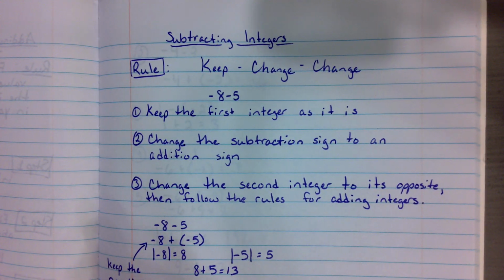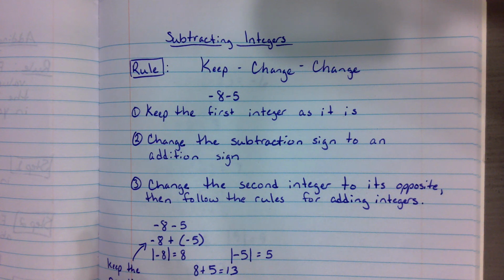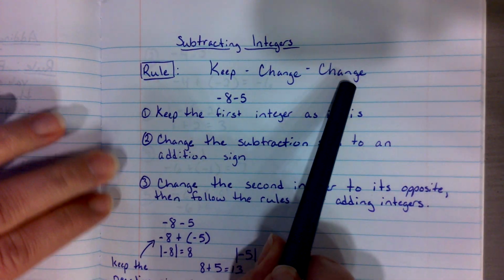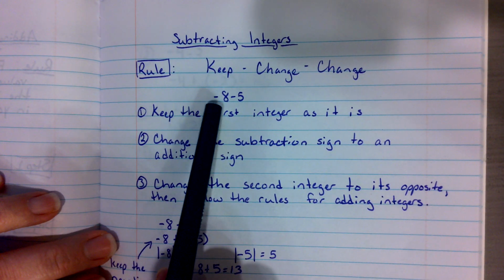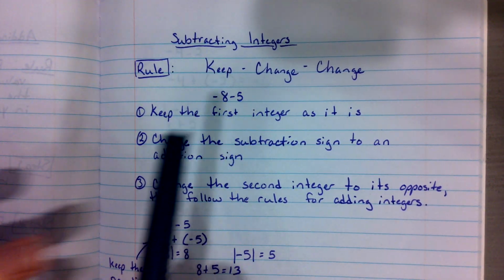All right, so we've been working for a few days on adding integers. Today we're going to start with subtracting integers. So the rule that we're going to follow is keep, change, change. So this is an example that we're going to be looking at, -8 minus 5.